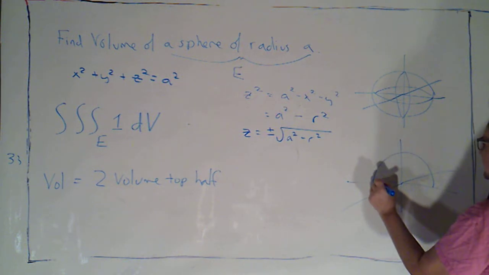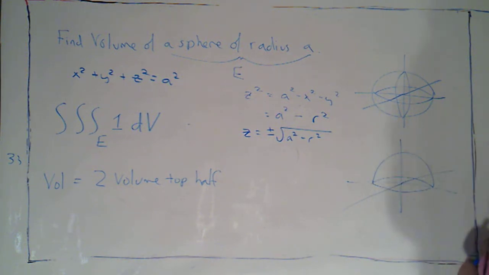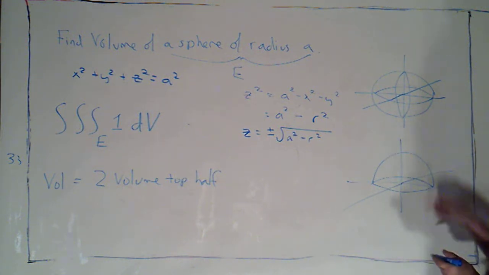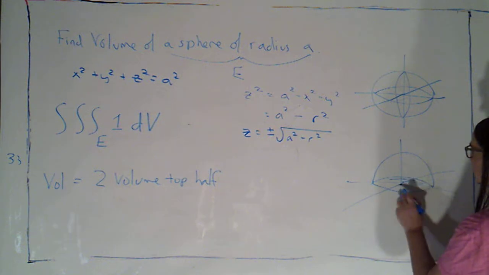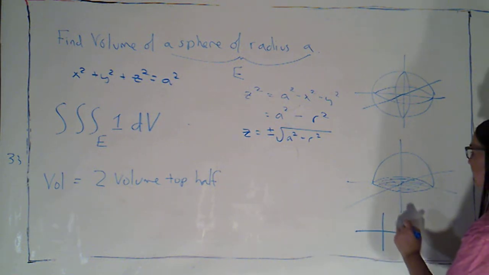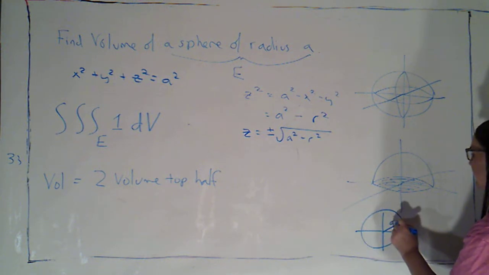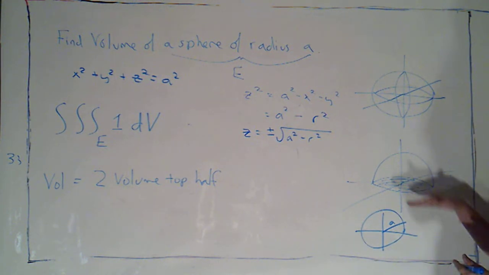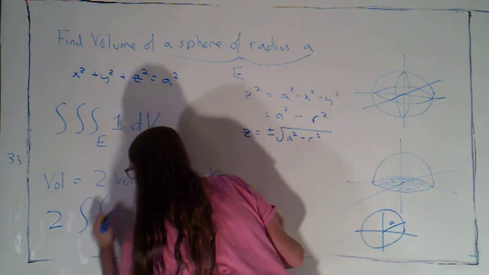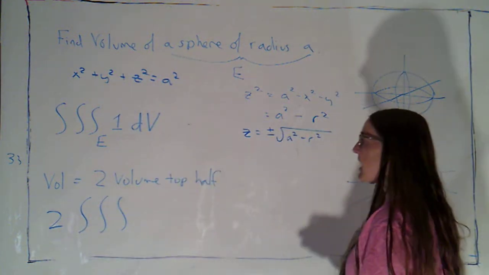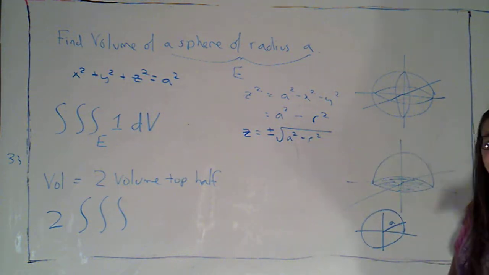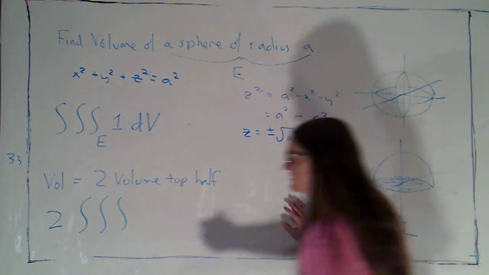I'm looking at a hemisphere of radius a. If I project that onto the xy plane, I get the same thing as if I projected the entire sphere onto the xy plane. I'm just getting a disk of radius a. Okay. But now, because I'm working with the hemisphere, I can say 2 times because I'm just doing the top half. But now my bottom surface is 0, which is a little bit nicer than the negative square root of a squared minus r squared.